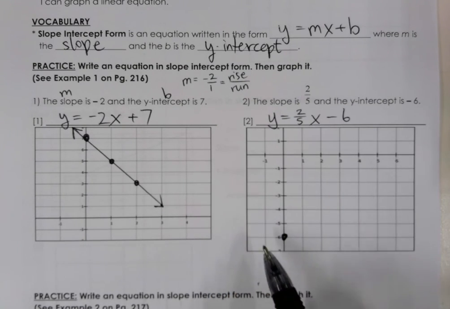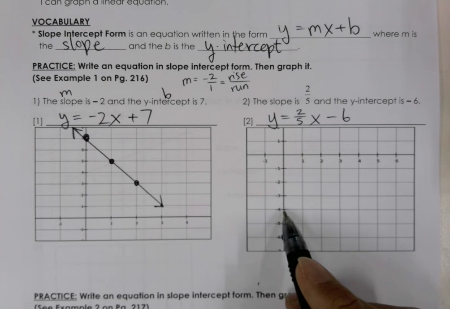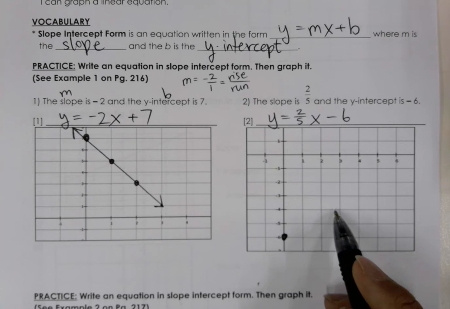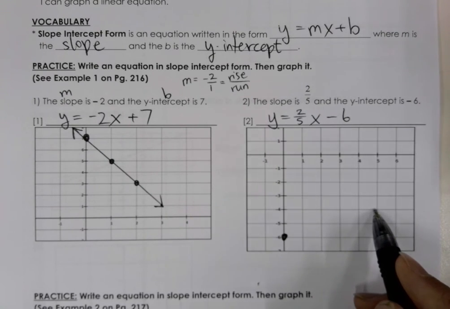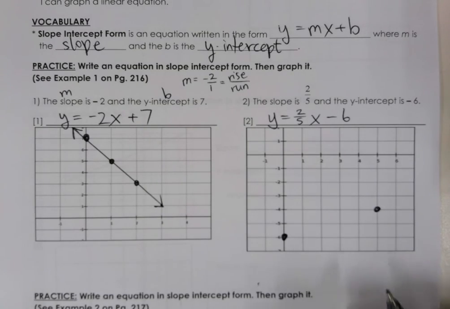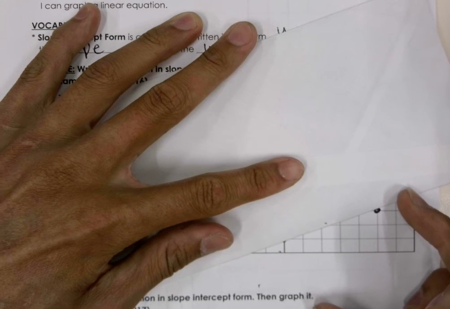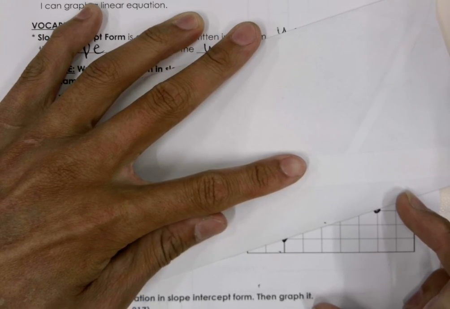So we're rising 2 from our y-intercept of -6. We're rising 2, 1, 2, and we're running to the right 5, +5. 1, 2, 3, 4, 5. And we'll put our second point down. And we can draw our line like so.